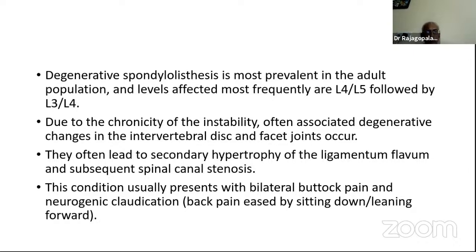For example, age. You don't usually get a degenerative instability below the age of 40; it would be very unusual. You can get it, but it will most likely be other causes like isthmic, congenital, dysplasia, etc. So age is important. Then the level is going to be important. And I was coming to how you get root pains in an instability.